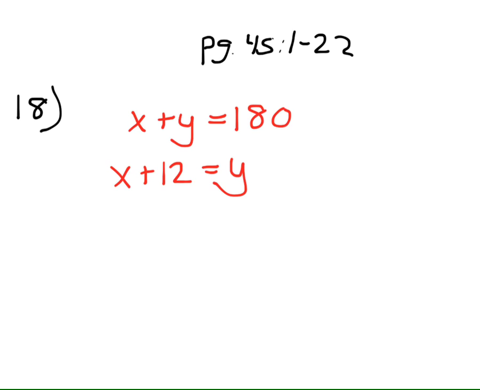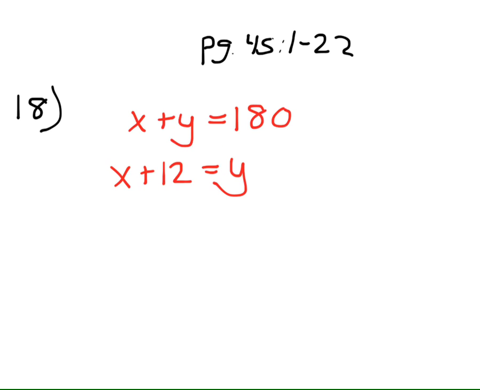I could have done it the other way around. I could have said y plus 12 equals x, because it doesn't matter which one's which. Just one of them is 12 more than the other, right? So now I have two equations, and I have two variables. So when you have two variables, you have to have two equations in order to solve.